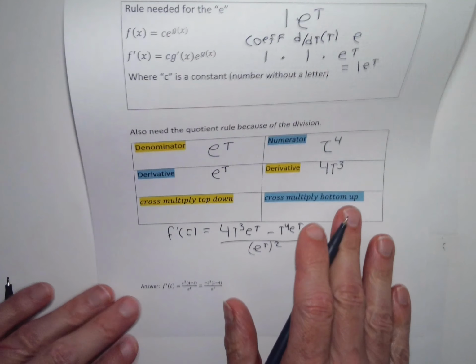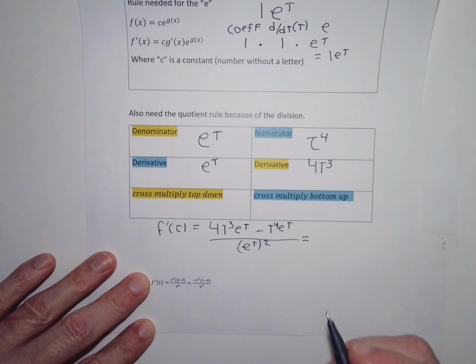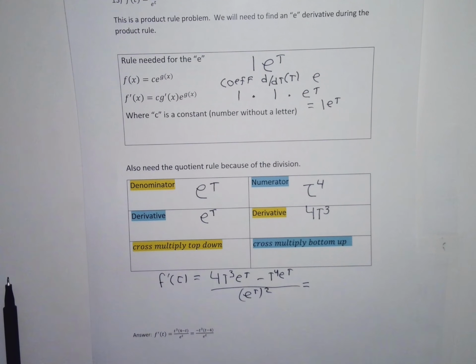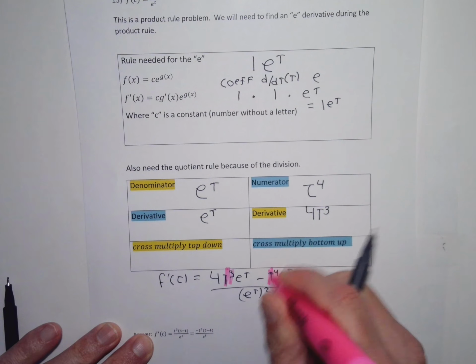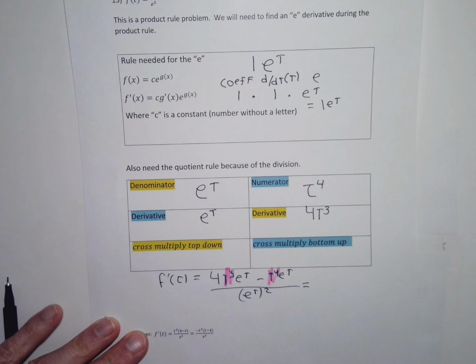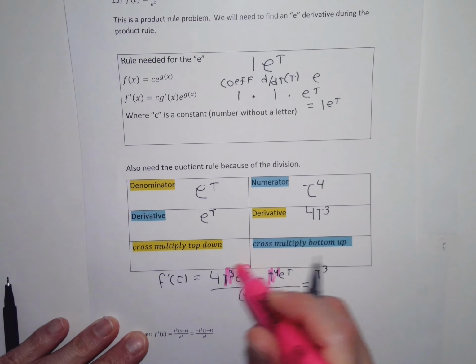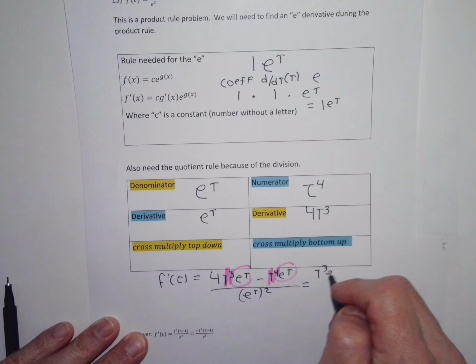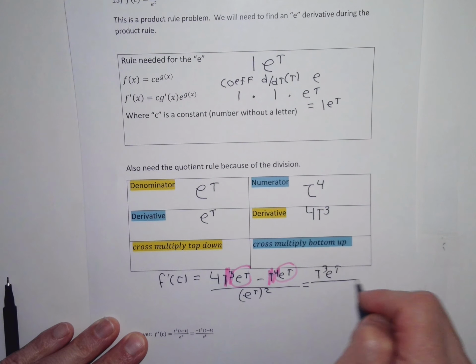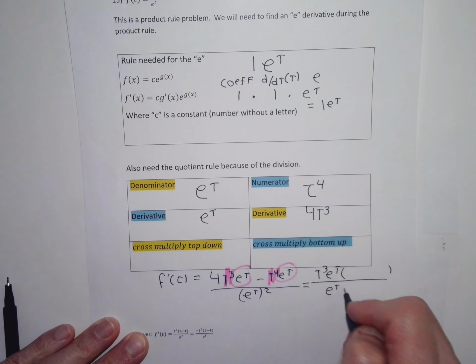Running short on paper here, so let me pull out my common factor in one huge step. Between the t cubed and the t to the fourth, I'm going to factor out a t cubed. And between this e to the t and that e to the t, I'm going to factor out an e to the t. I'm going to rewrite the denominator with e to the t written twice rather than the exponent of 2.